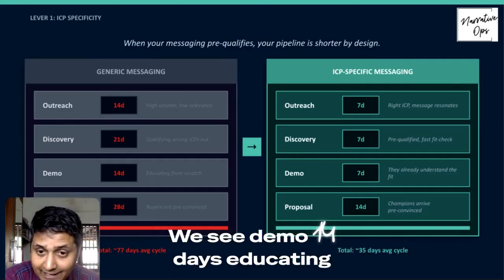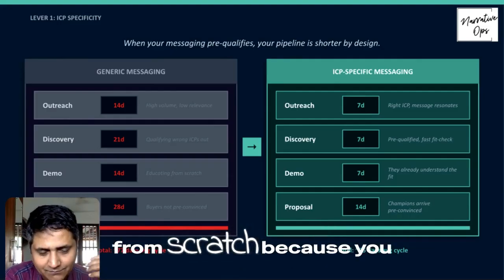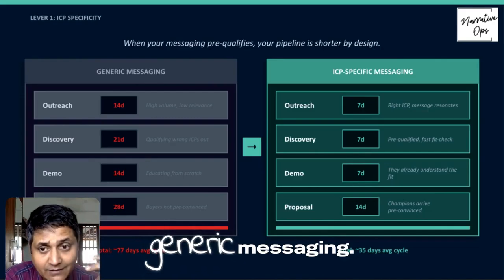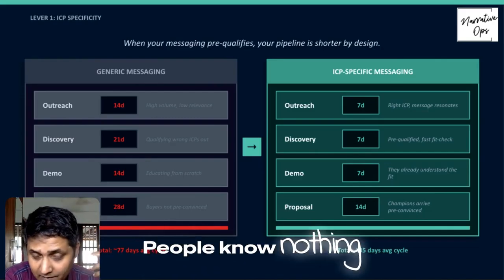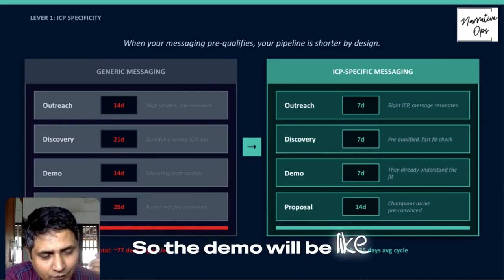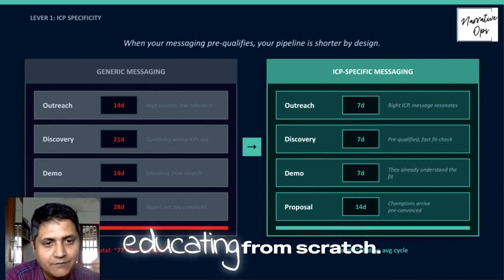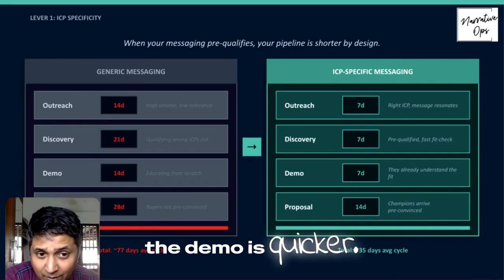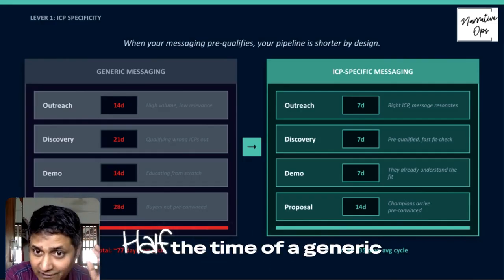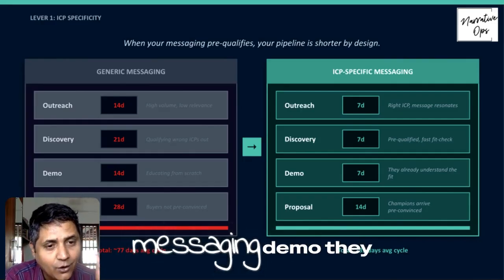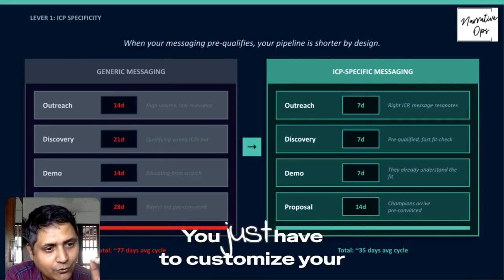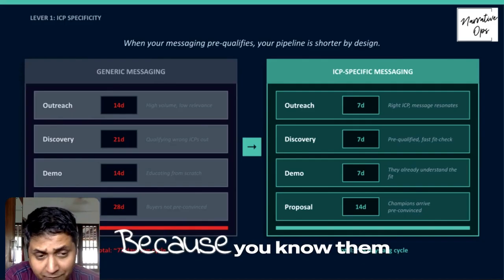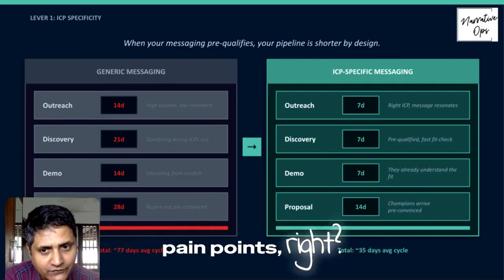Demo takes 14 days, educating from scratch, because your ICP focus is less. You have very generic messaging. People know nothing about your product, so the demo will be like educating from scratch. But in ICP-specific messaging, the demo is quicker, half the time of a generic messaging demo. They already understand the fit. You just have to customize your demo based on their needs because you know them very well. You know their pain points, right?